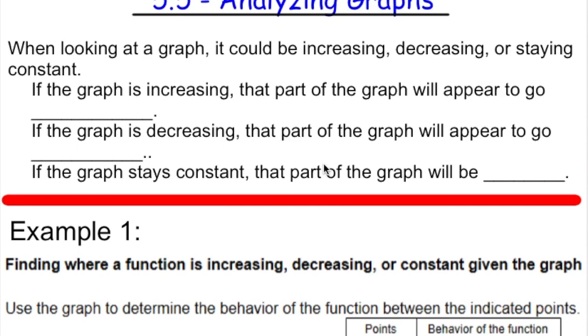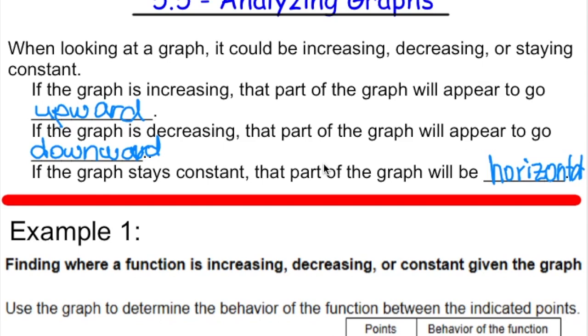So if your graph is increasing, then that part of the graph is going to appear to go uphill or upward. If the graph is decreasing, that part of the graph will appear to go downward. And then if the graph stays constant, that part of the graph will be horizontal or flat.